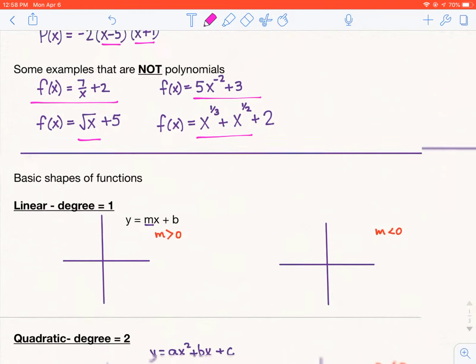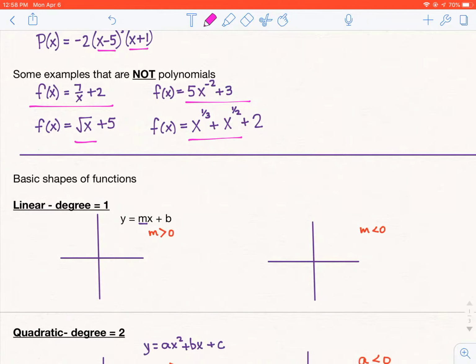Okay, so now we're going to get into some basic shapes, and I'm going to go real fast through this, but the next video I make is going to be more in-depth about basic shapes, okay? And these are kind of important. You need to be able to identify from a graph what it is. And the most important thing is that leading coefficient.